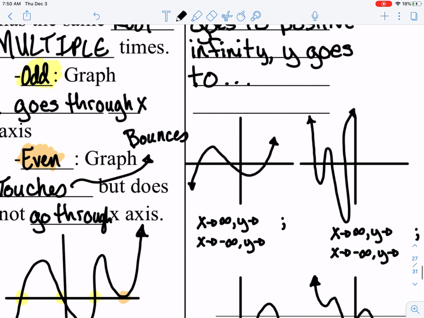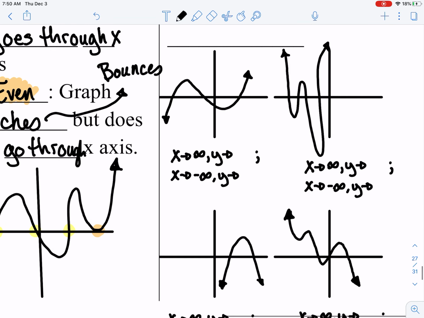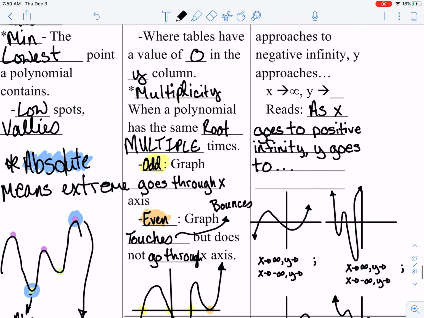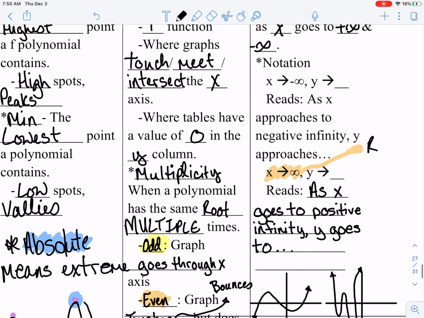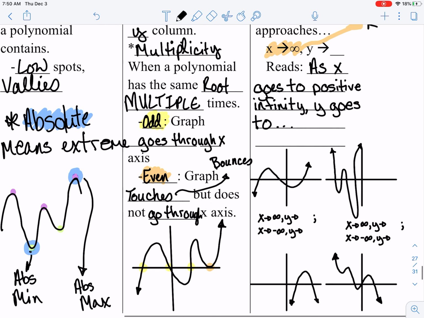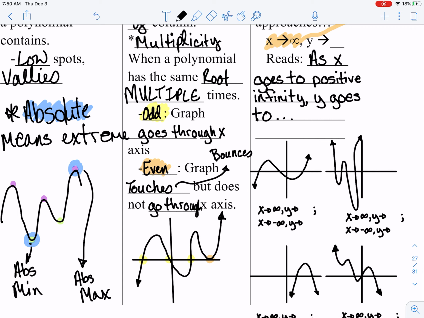Okay, I'm going to do 4 examples really quick. If you look here, I already have the notation written out. X goes to positive infinity. Now, really quick, if x goes to positive infinity, I'm going to label this as my r, okay? And then as x goes to negative infinity, this is my leftmost x, okay? So my left arrow is negative infinity. My right arrow is positive infinity.